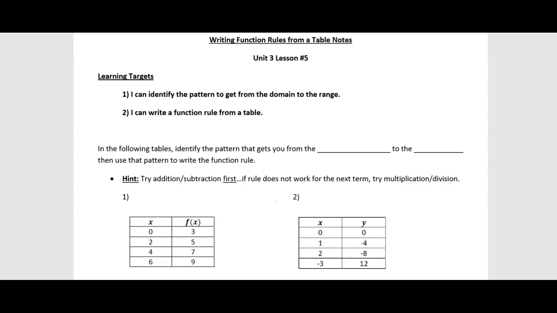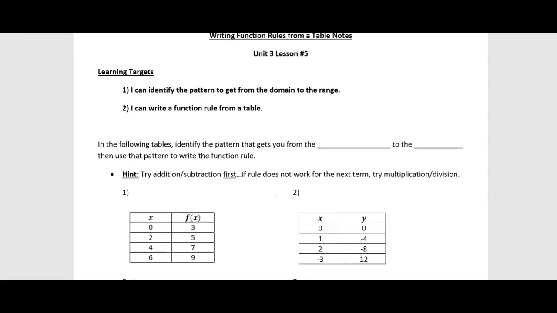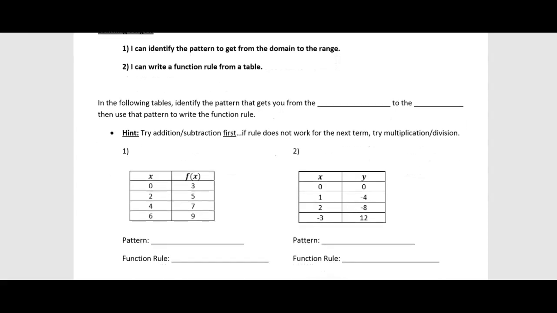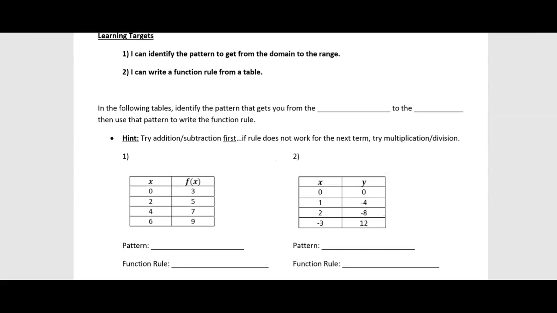So we're going to be looking at a table, okay, and we're going to write a function rule from it. A function rule is basically a fancy word for an equation. So how this works is you have to look at patterns that get you from the domain, which are the x's, to the range, which are the y's. Okay, so basically we're looking from here over there, and so on and so forth. So this is how these work, okay?